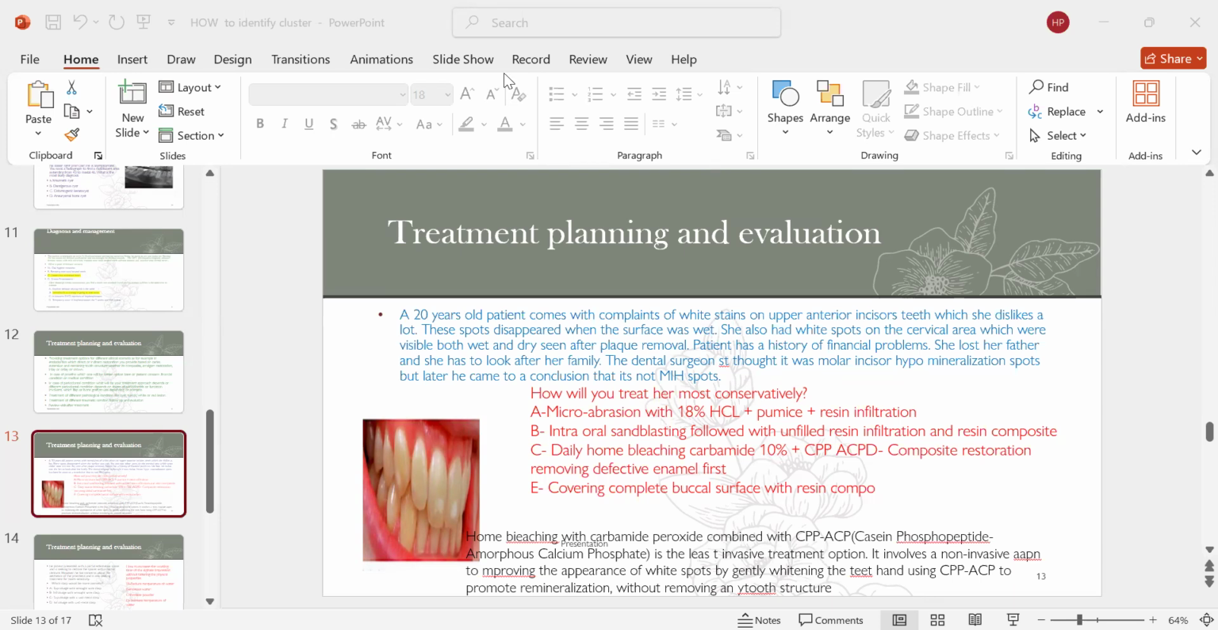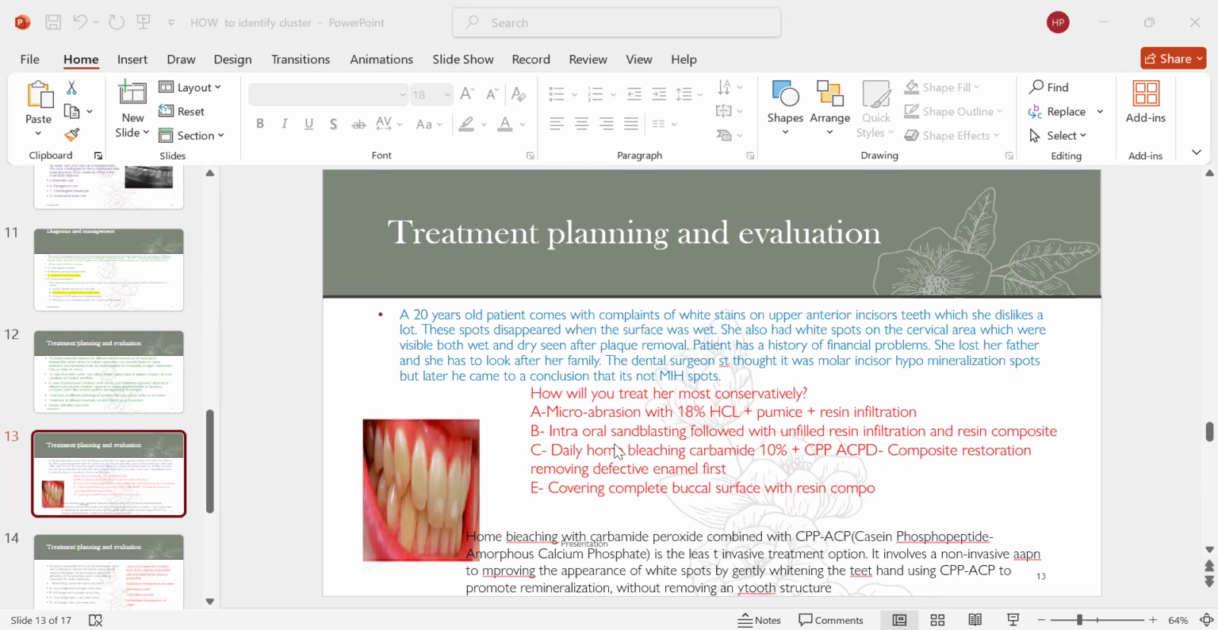Which option is the most conservative, guys? Yes, Dr. Stalin. Bleaching is the most conservative. Option A is saying microabrasion. Microabrasion, we are going to remove a micro amount of the tooth structure, enamel structure. So that's not conservative.